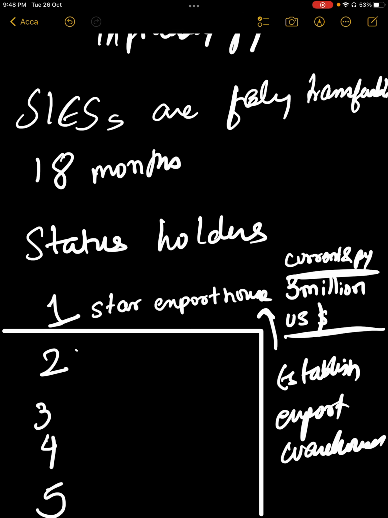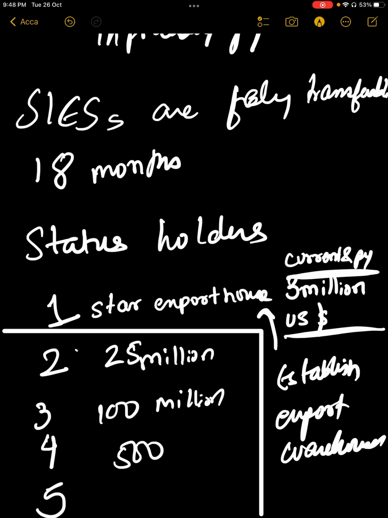Two-star export house, if you want to become, the FOB value is straight away 25 million. For 3 star, it's 100 million. For 4 star, it's 500 million. And for 5 star, it's 2000 million US dollars in current and previous year.